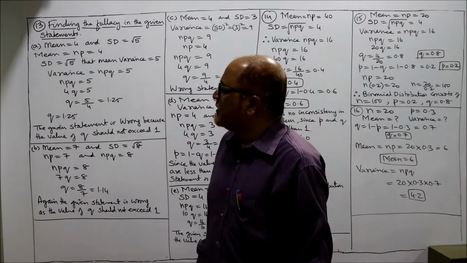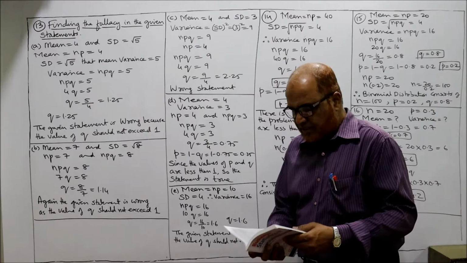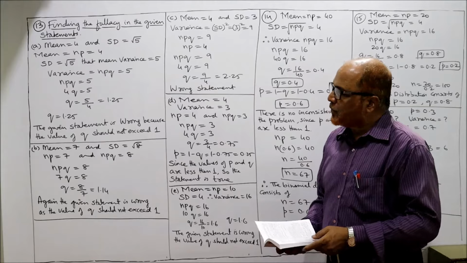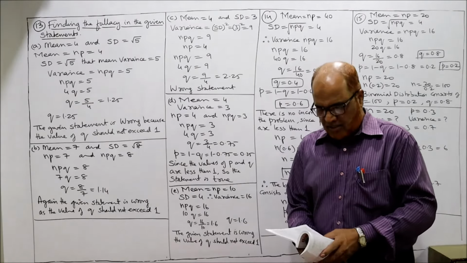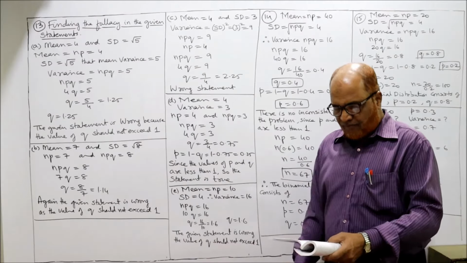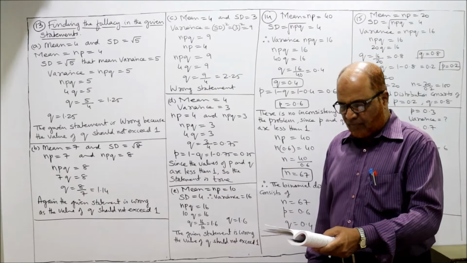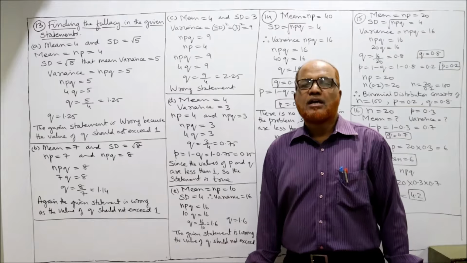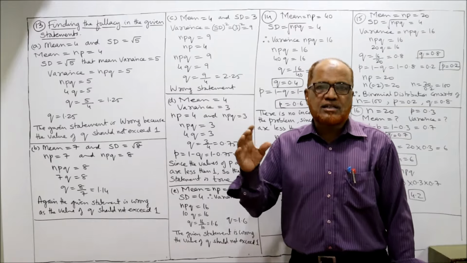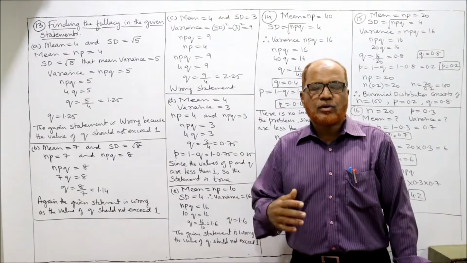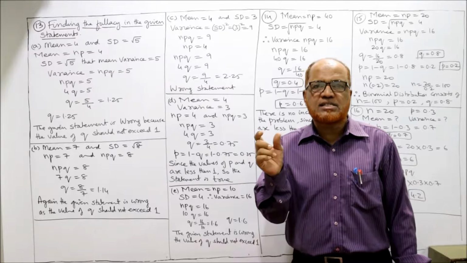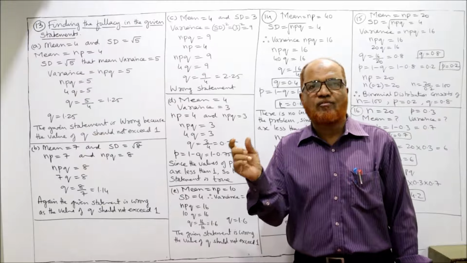Come on students, now we'll start the next problem, problem number 13. So 12 problems so far we have completed. Now see the 13th problem. Find out the fallacy, if any, in the following statements. Fallacy means, is the statement given correct or wrong? We have to just give the conclusion whether the given statement is true or false.